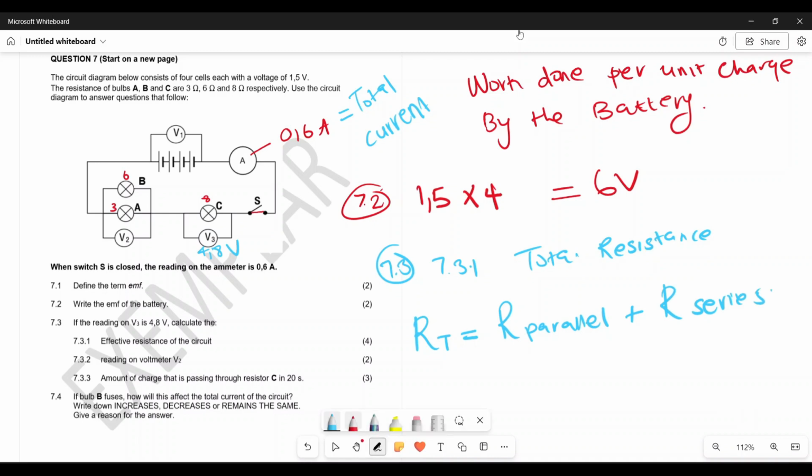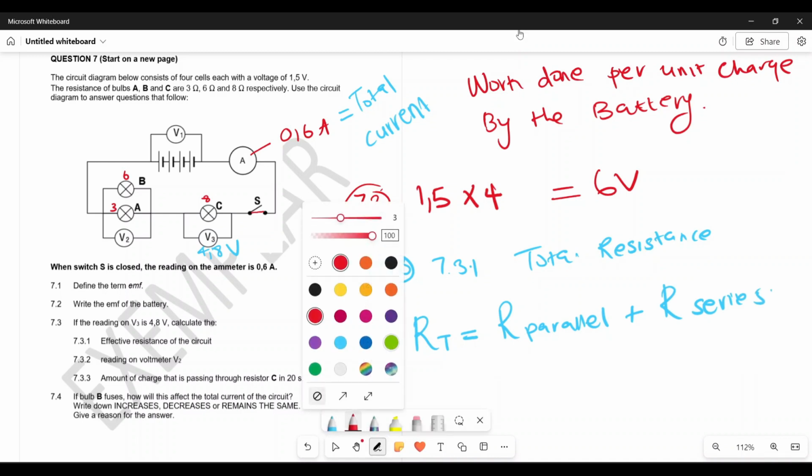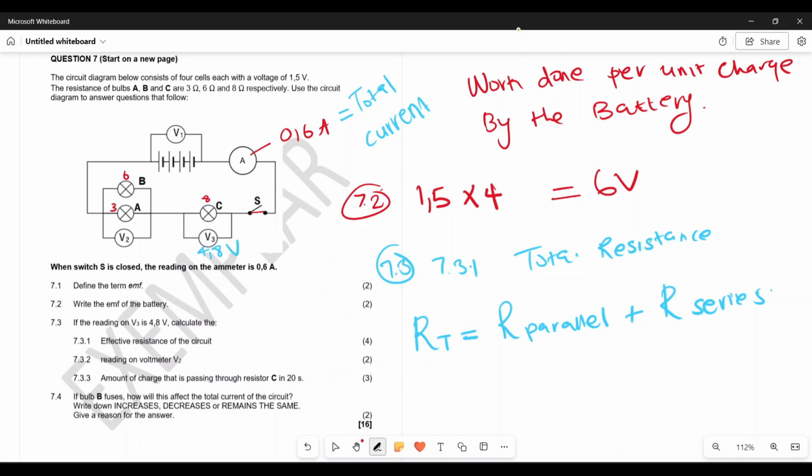Now, first, let me classify which resistors are connected in parallel as well as which resistors are connected in series. Starting off with A and B, they are connected in parallel with one another. Because your C is not parallel to anything, right? As you could see, it's alone, the light bulb. It doesn't have another light bulb at the top or bottom of it. So as a result, my light bulb C will be connected in series.